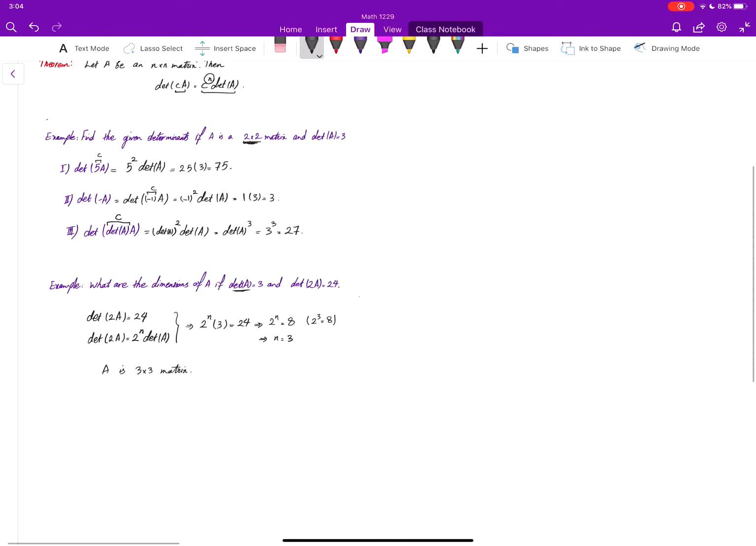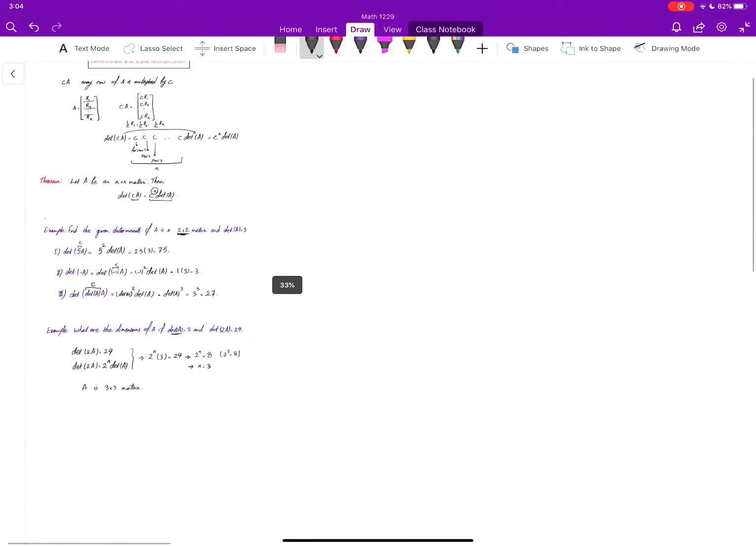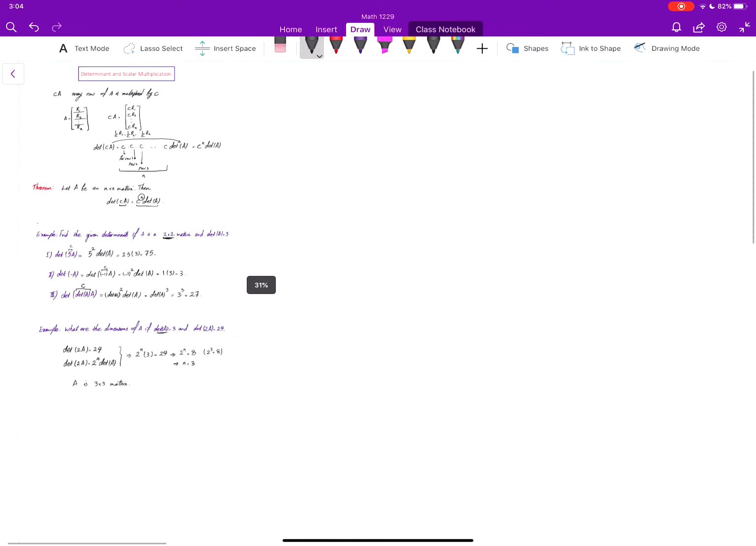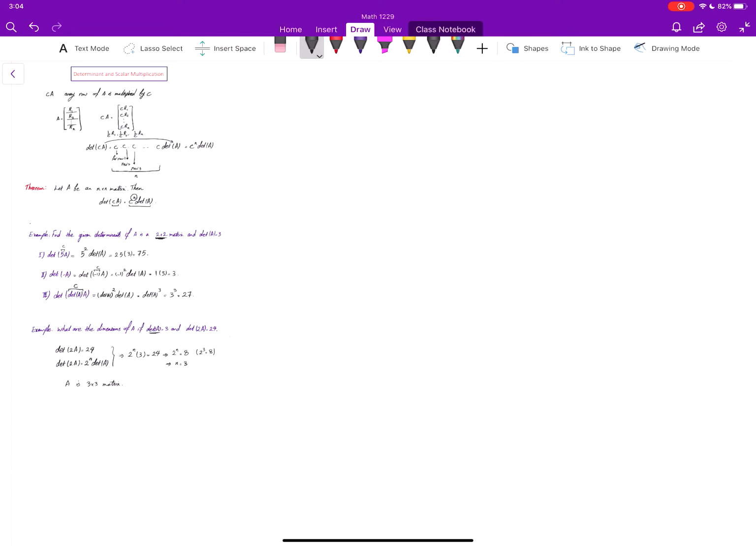Well, this was very quick. For one of the matrix operations, which is scalar multiplication, we saw how it changes the determinant.